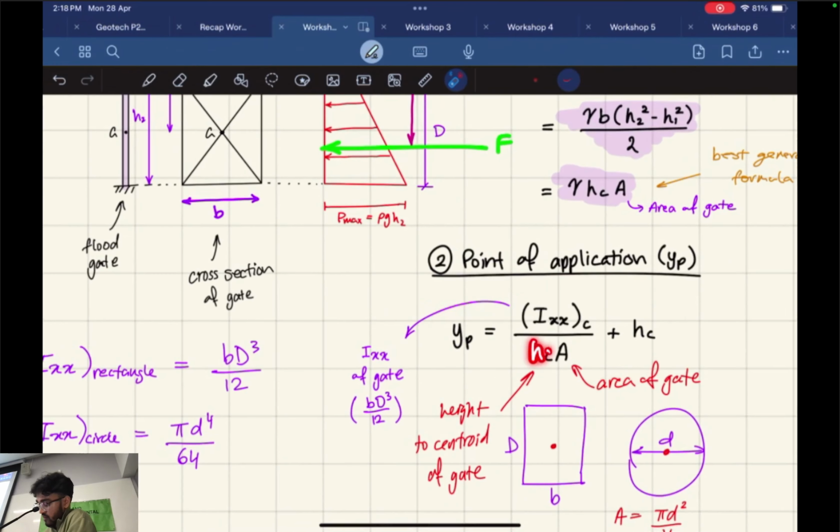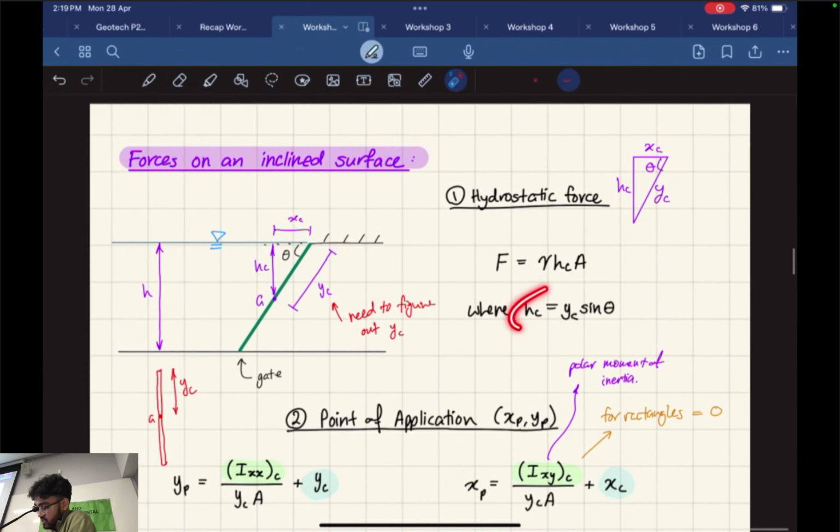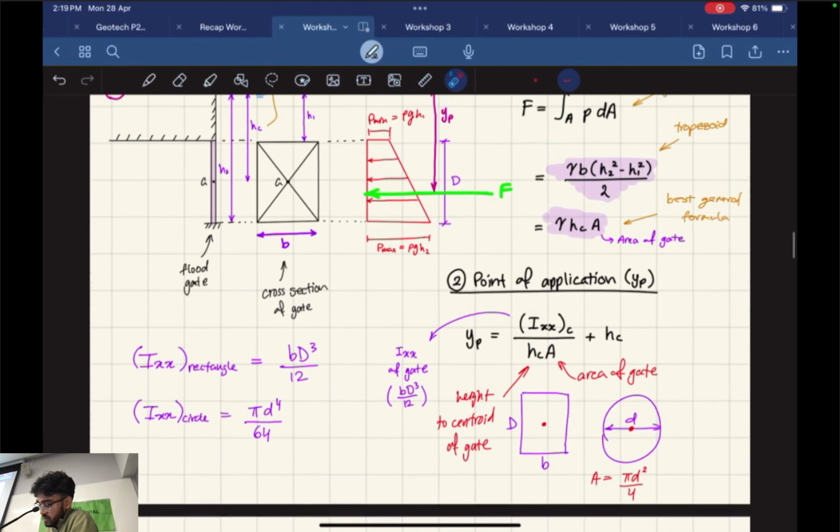HC, I've already covered, is the height to the center of the gate. It varies for inclined and vertical. For inclined, you're going to use HC equals YC sine theta. It's just a bit of trig, and I'll show you how to get to it. However, let me quickly cover this one, okay?